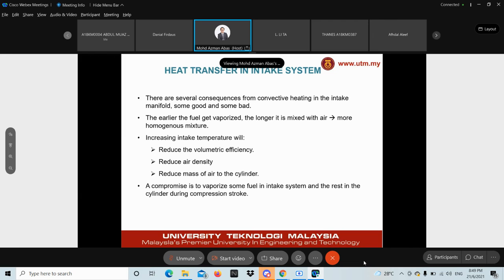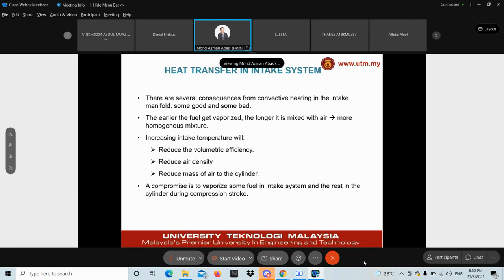So there are several consequences from convective heating in the intake manifold. Some are good, some are bad. The earlier the fuel gets vaporized, the longer it is mixed with air. As soon as the fuel is injected, you want the mixing to happen immediately, so that you have a longer mixing time by the time this mixture reaches the spark plug for combustion. Therefore, it has a more homogeneous mixture.